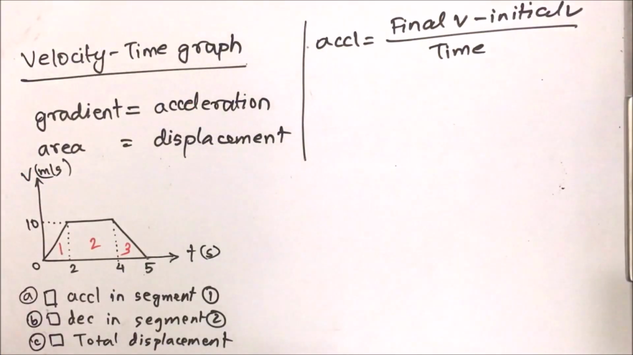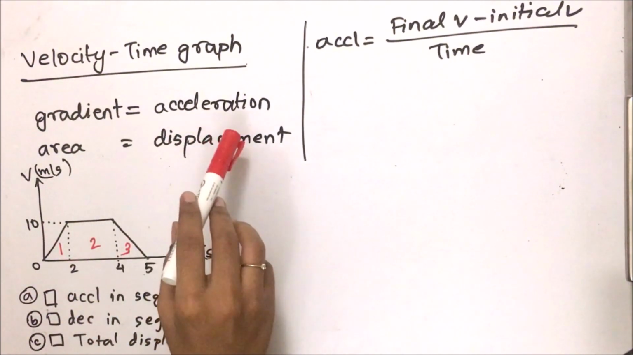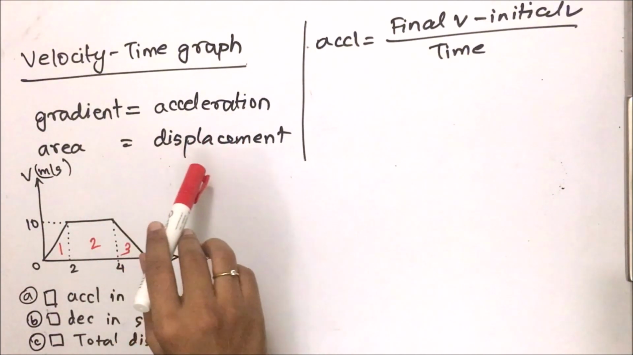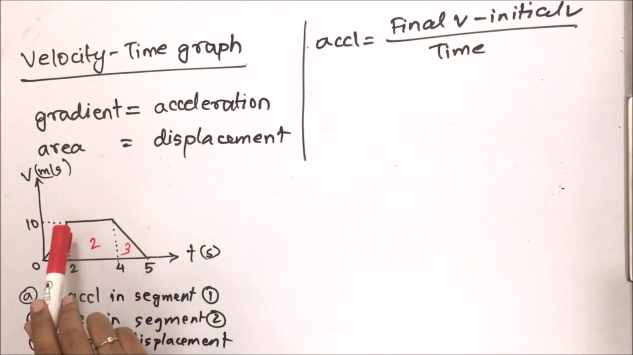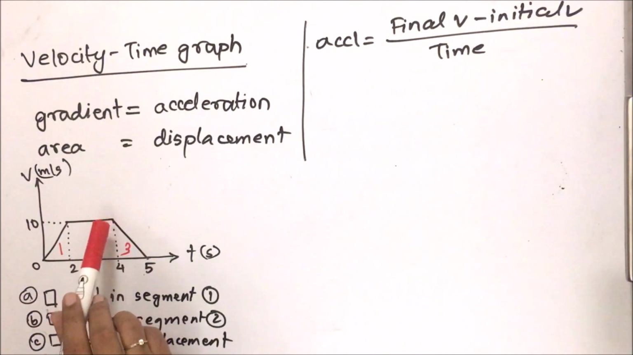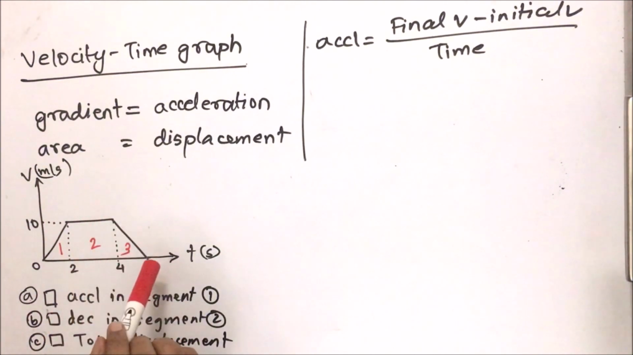Now we will try to learn some more details about the velocity time graph. The gradient of the velocity time graph gives us acceleration, the area of the velocity time graph gives us displacement. In this sum we have 3 segments, segment 1, 2, 3. In the first segment there is an acceleration because the velocity is increasing. In the second segment there is a constant velocity, and in the third segment there is a deceleration, the velocity is decreasing.